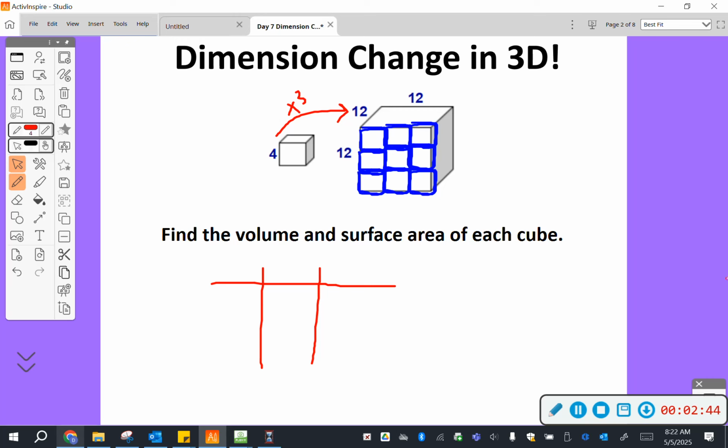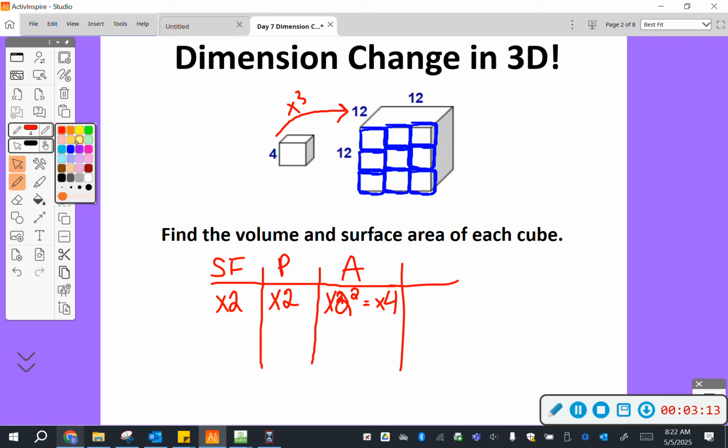Do you also agree last unit I gave you a chart where I told you, look up please, if the scale factor was times 2, what was the perimeter? Times 2, the same thing. And what happened to the area? You squared, so didn't we do times 2 squared? Which was what? Times 4.